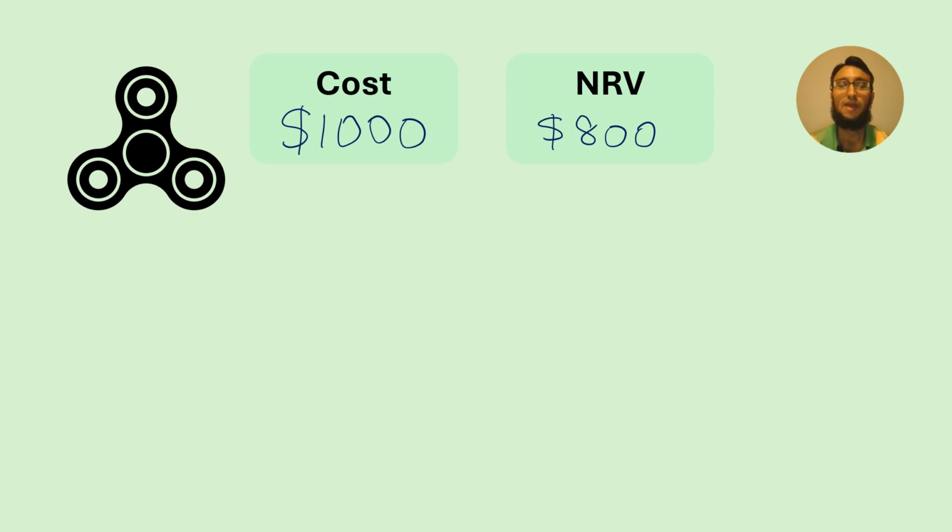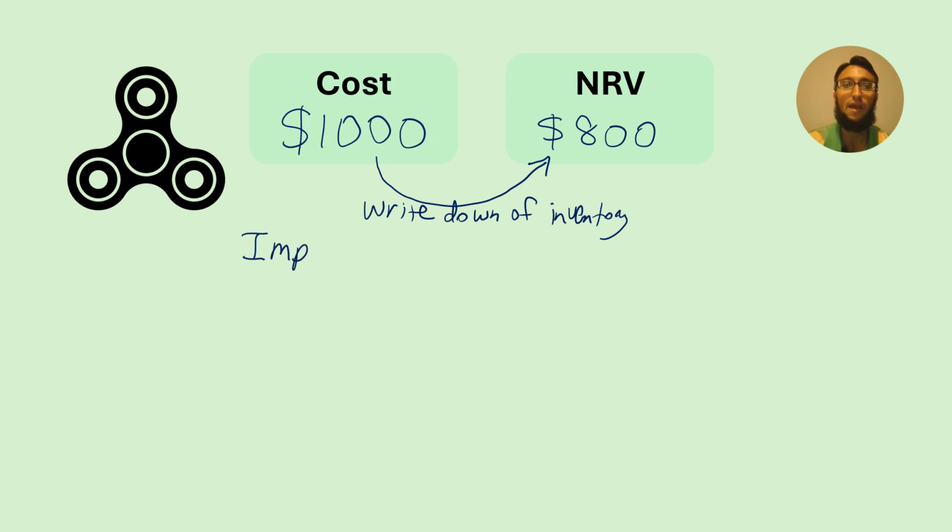When a situation like this happens, the business would need to record a transaction, also known as a write-down of inventory. When there is a write-down of inventory, what we need to do is to recognize that there is a loss that the business would take today, and this account called impairment loss on inventory will be recorded.